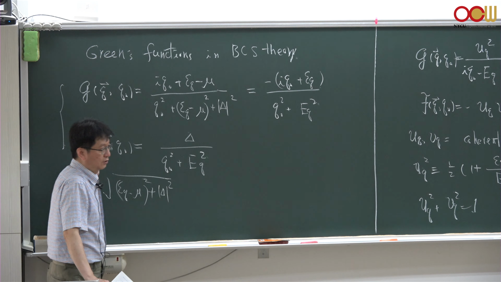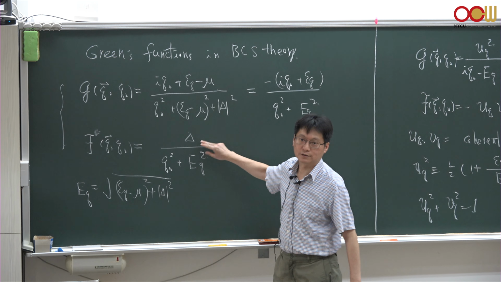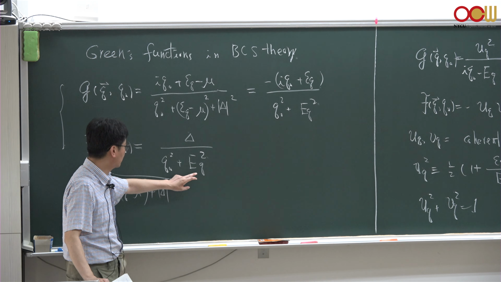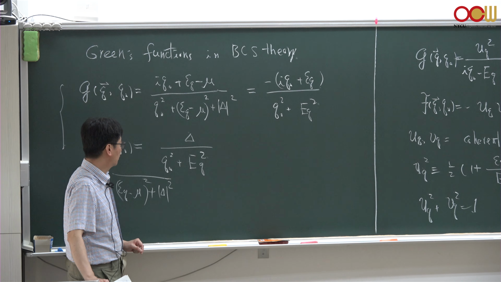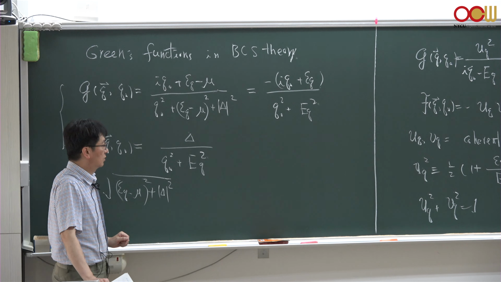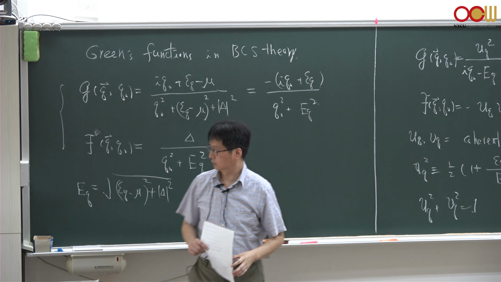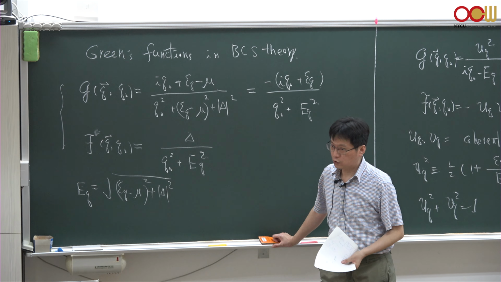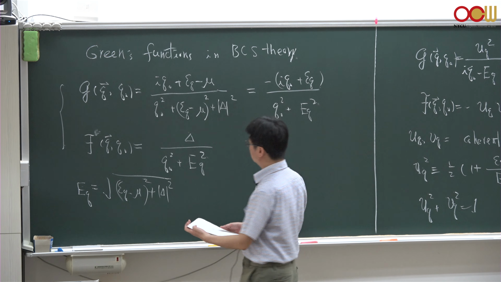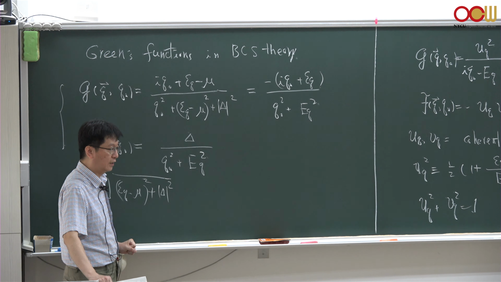And F, the off-diagonal Green's function, is proportional to the gap, delta, divided by, again, the same denominator, Q0 squared plus the Bogoliubov excitation energy squared. So this is our solution, and all the calculations that you could do are based on these solutions. For example, you could calculate transport, conductivity, or whatever properties you can imagine, and the only thing that you need is the Green's functions, G and F.